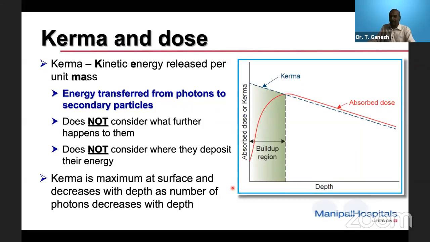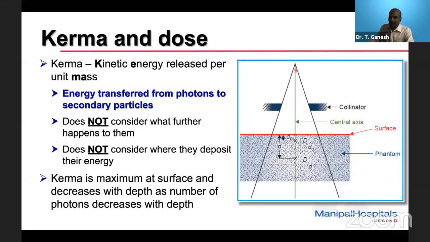How? Let's see this example. This photon beam is entering the medium at the surface. Let us say that in the first 1 millimeter, 0.1% of the photons will interact. Let's say there are 100,000 photons. 0.1% of 100,000 will be 1,000 photons. So 1,000 photons will interact in the first 1 mm, giving their energy to the secondary particles.